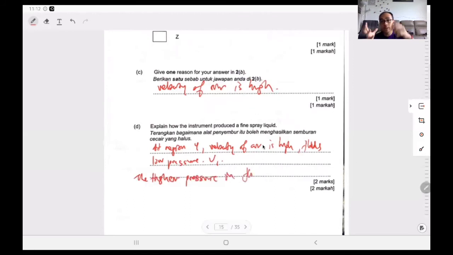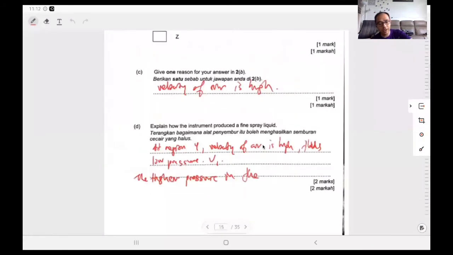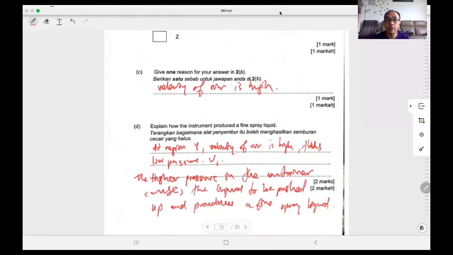The second mark will be the higher pressure in the container. The higher pressure in the container causes the liquid to be pushed up and produces a fine spray of liquid.